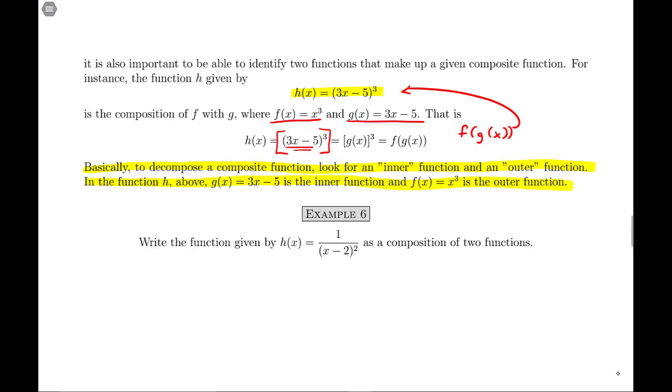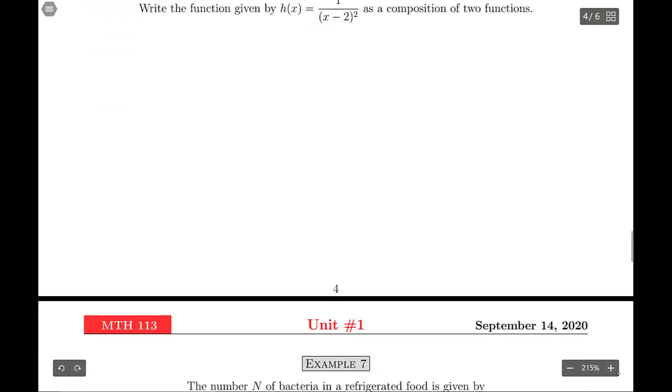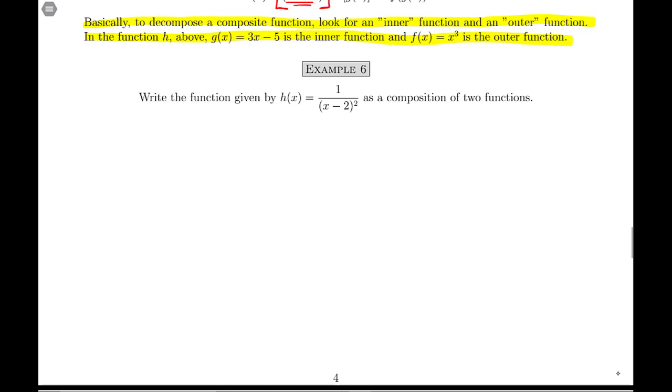So for example 6, we're decomposing the function, and we're given that h of x is equal to 1 over the quantity x minus 2 squared as a composition of two functions. So let's first find our outer function and our inner function.